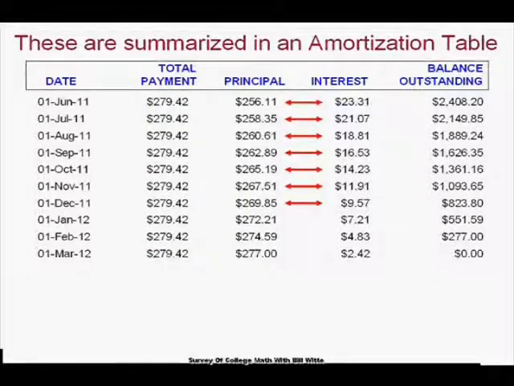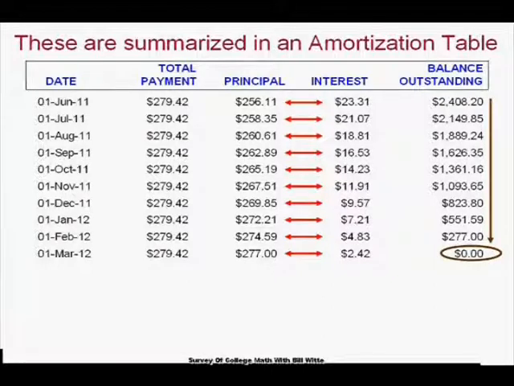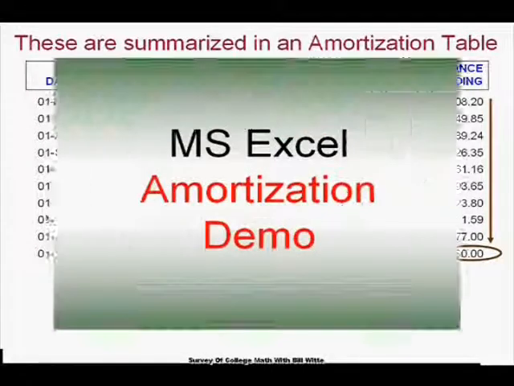This game changes minute by minute. It certainly does. But the principal and interest are always changing. The principal is increasing and the interest, hopefully for your sake, is decreasing. And of course the balance, the amount you owe, is decreasing all the way down to zero, and then you own either your home or your car or whatever. And get the idea for an amortization table.